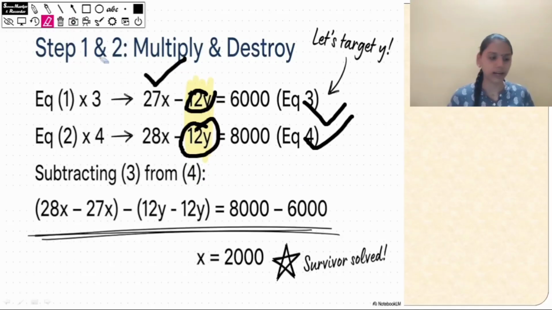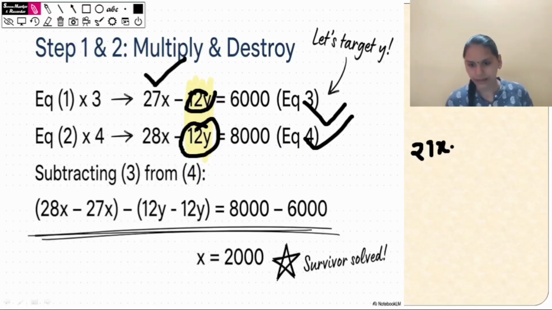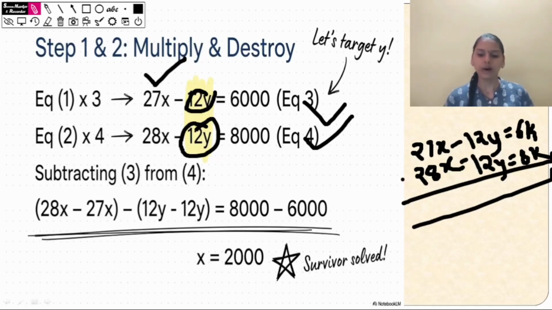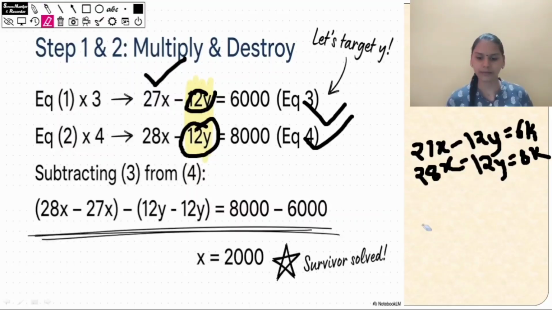What will I do now is, 27x minus 12y is equal to 6k. I'll write 6k. Please don't write 6k in the exam. You will not get marks. Write 6,000 only, because I don't have space here. I'm just writing it. 28x minus 12y is equal to 8k. I hope you were able to understand how to make the equations.